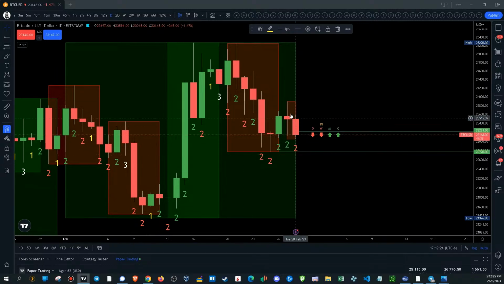And it was inside day yesterday, inside week. It did break up, and then it 2-2 reversed out of there. So now your targets will be down here at 22,770 is our next target short. Super tight stop here just in case.